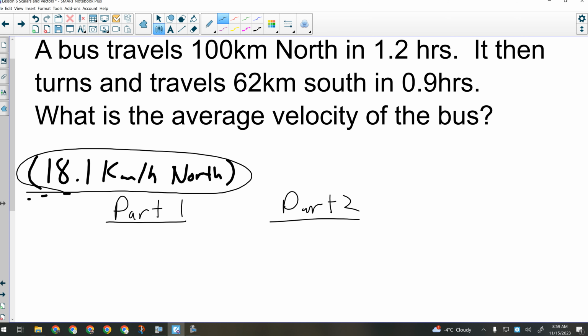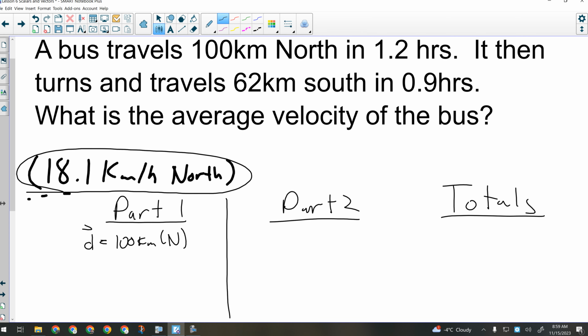And then we're going to have a section for totals. Okay? So in part 1, we know that the displacement is 100 kilometers north. Okay? And we know that the time is 1.2 hours. Okay? In part 2, we know that the displacement is 62 kilometers south. Okay? And the time for that is 0.9 hours.